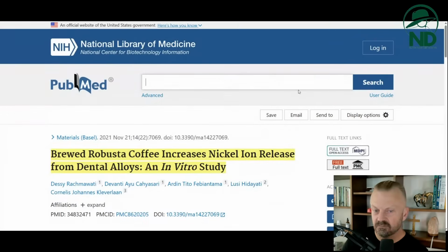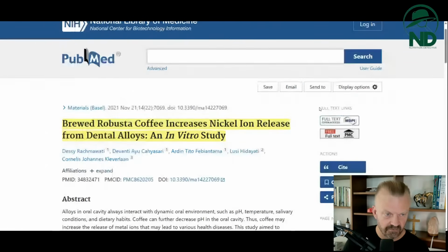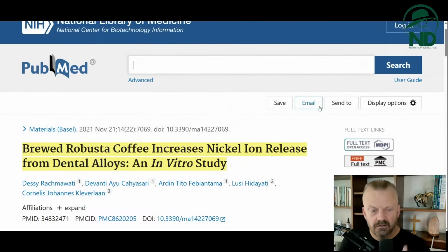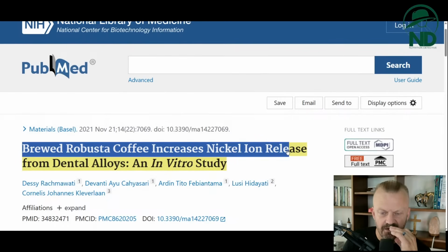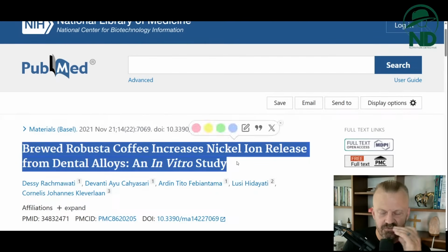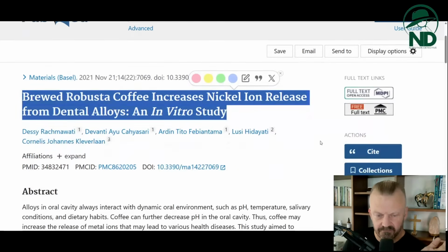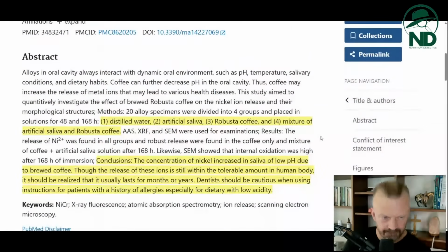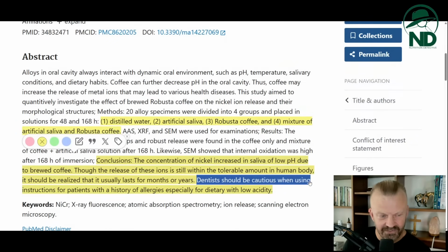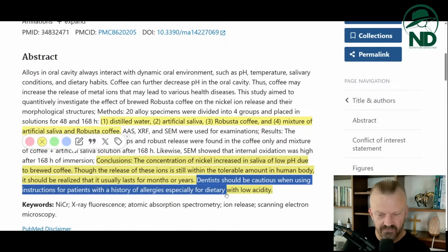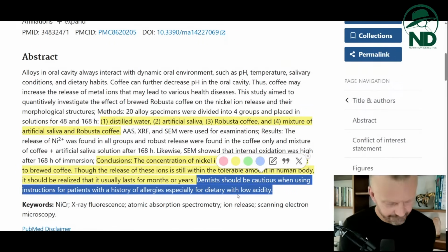And I wanted to go over this one because it has a couple of implications. Brewed Robusta coffee increases nickel ion release from dental alloys, an in vitro study. So what am I going to use this to say? Very simply, the concentration of nickel increased in saliva of low pH due to brewed coffee. Dentists should be cautious when giving instructions to patients with a history of allergies, especially for diets with low acidity. Okay, this means a couple of things.